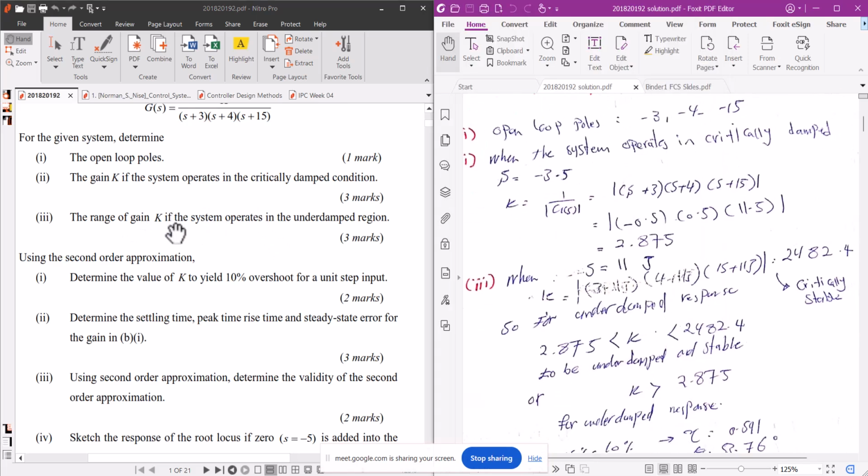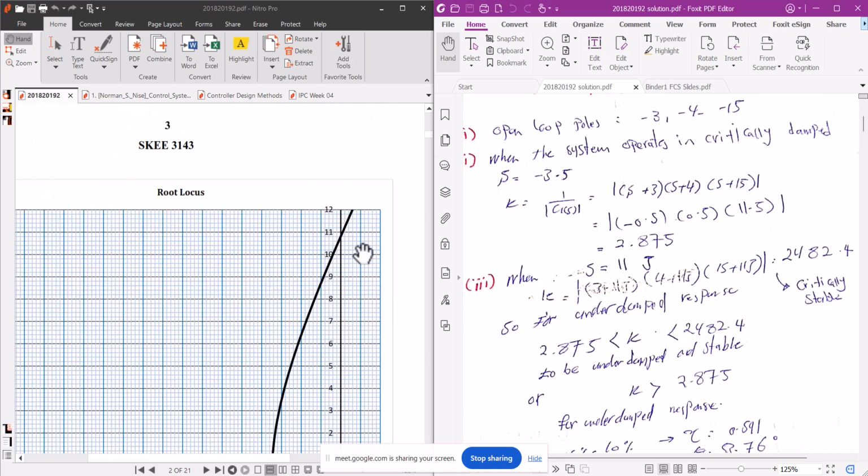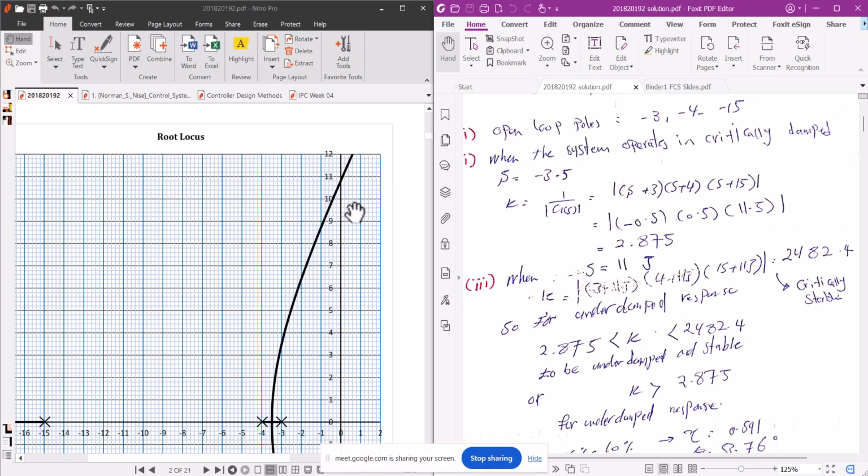Here, how will you know the range? You get the extreme value, you find the value of k here, because at this gain your system will move from underdamped to undamped. So you find this gain. This is your s equal to 11j, approximately. It's not exact, it's approximately 11j. So put s equal to 11j here, in s plus 3, s plus 4, s plus 5: 3 plus 11j, 4 plus 11j, 5 plus 11j.